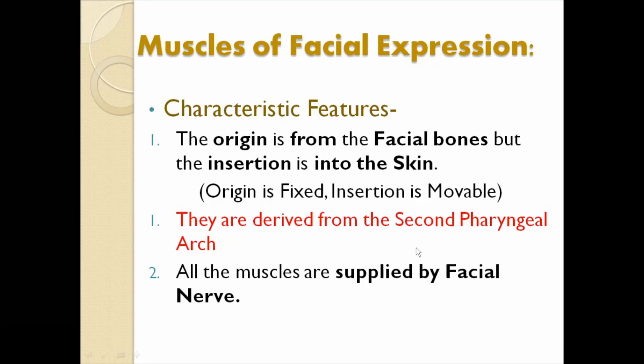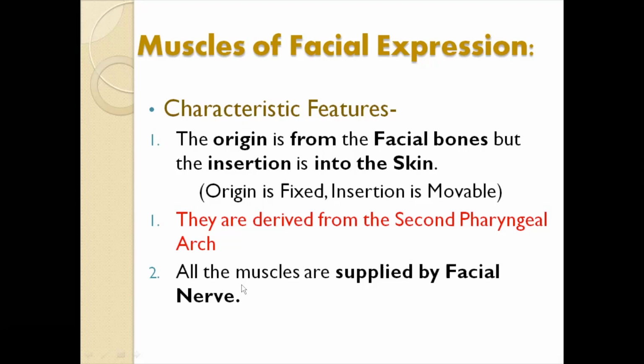pharyngeal arch. Why is it important? Because this is important from the viva point of view, and you should know this point. Pharyngeal arches are the ones which give origin to each and every body part. So this point should be very clear in your mind that the muscles are derived from the second pharyngeal arch. And this is the last and important point.